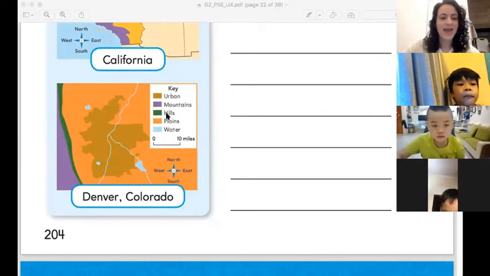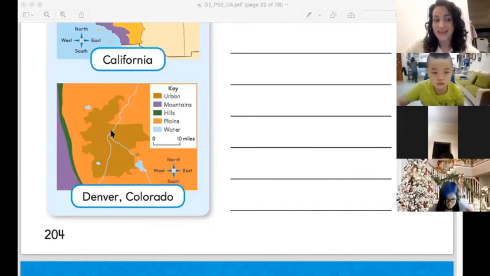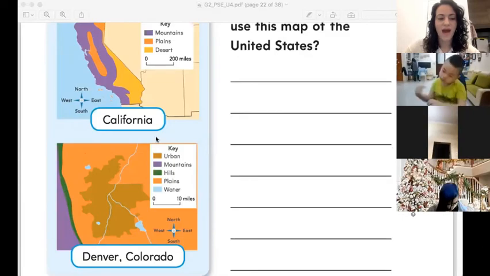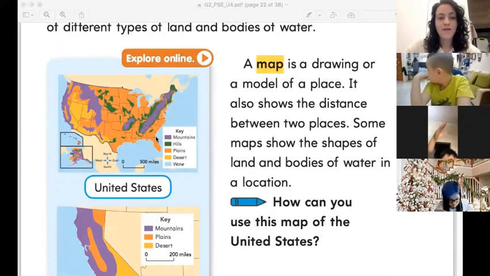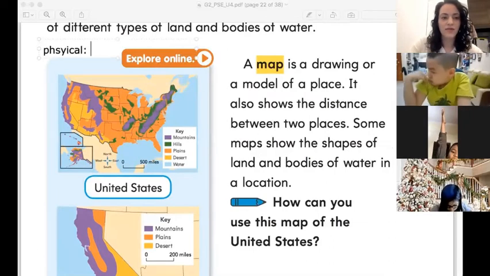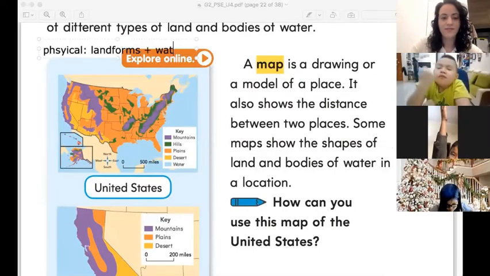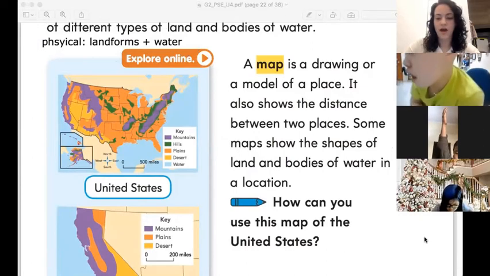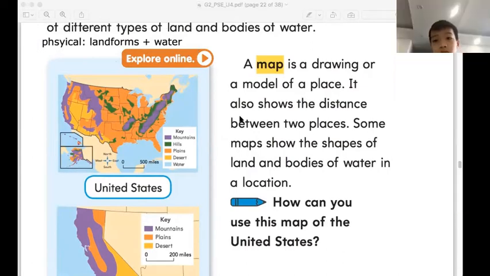Excellent, okay. And we can see there's rivers going through the city. This river comes into this one. Does anyone have any questions about these physical maps? They show landforms and water. Okay, great. Nice job, everyone, on your homework and on reading.